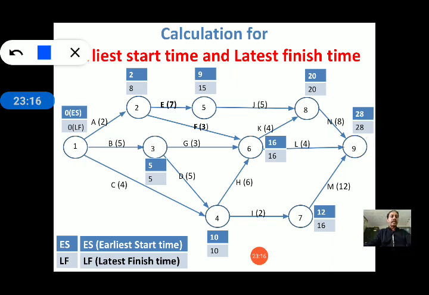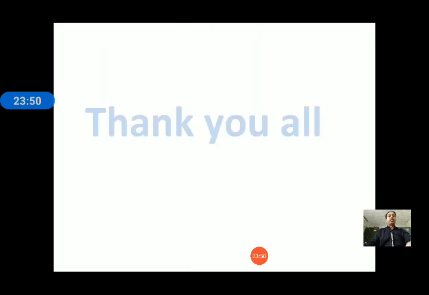Now find the next. For event number 8, find the latest finish time: 28, the latest finish time, minus duration 8 is equal to 20. Now find it for event 7, the latest finish time of that activity: 28 minus duration 12, so the latest finish time is 16. Likewise you can calculate the rest.